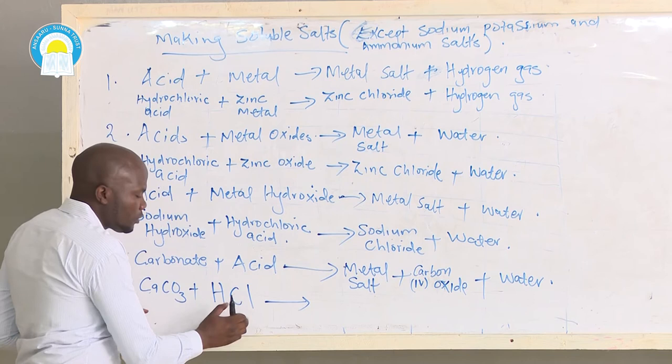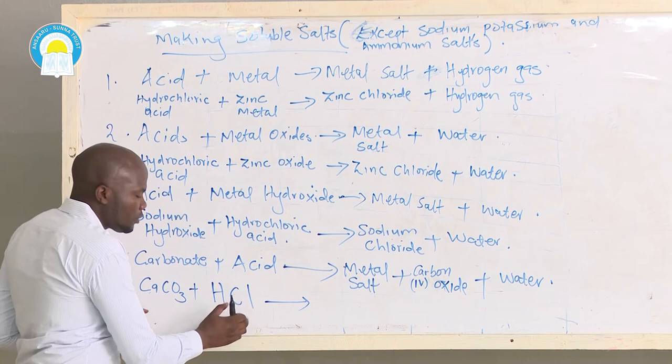Don't tell me a stone is a solid, so I can react a stone with an acid to get a salt. No, a stone is not among these solids that we are talking about. The solids that we are talking about include the metals, metal oxides, the carbonates. So an acid is reacted with the solids that are mentioned here so that we can obtain the soluble salt.